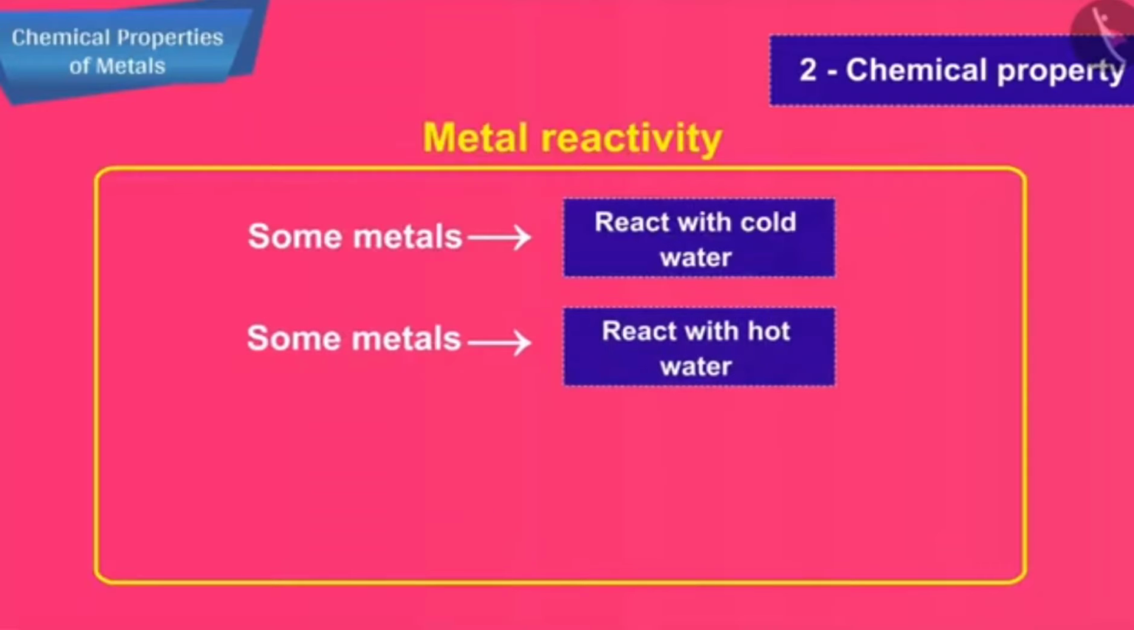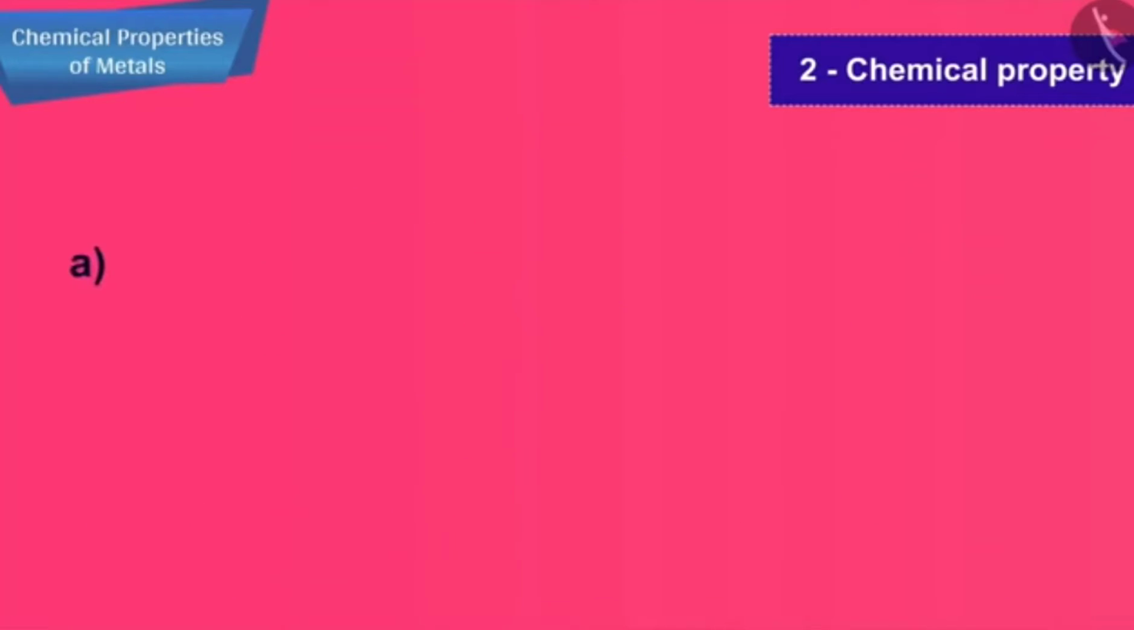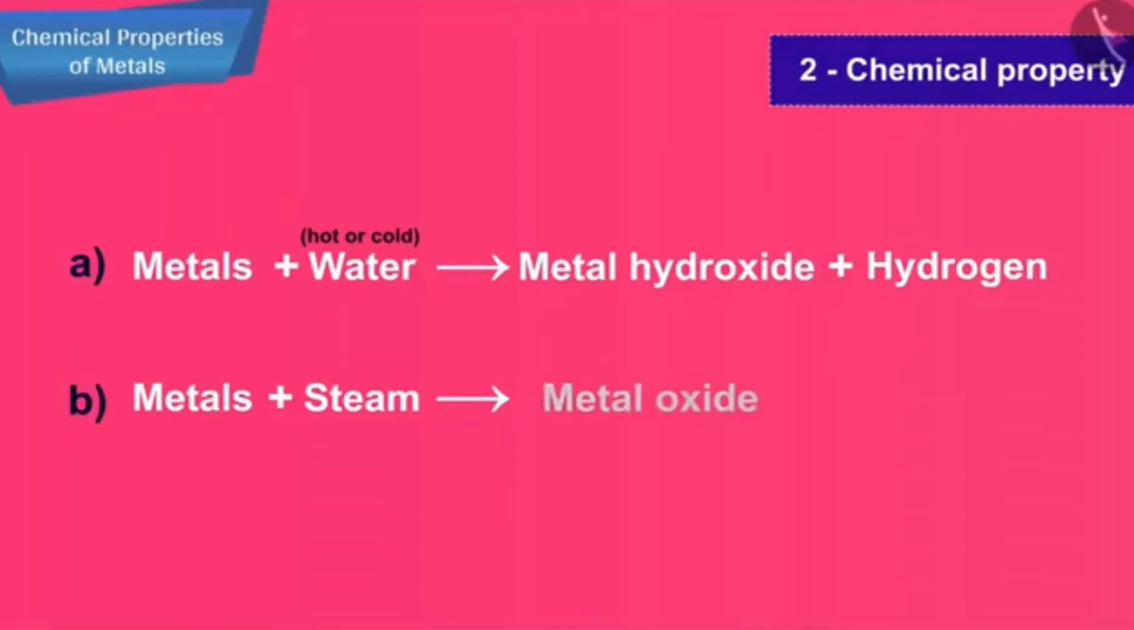Some react with hot water. Some react only with steam, whereas some do not even react with steam. A. When a metal reacts with water, hot or cold, then the products formed are metal hydroxide and hydrogen gas. B. When a metal reacts with steam, then the products are metal oxide and hydrogen gas.